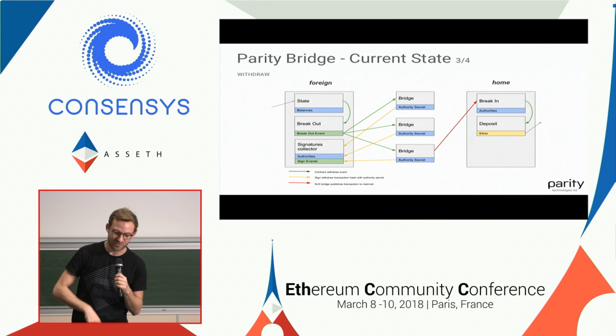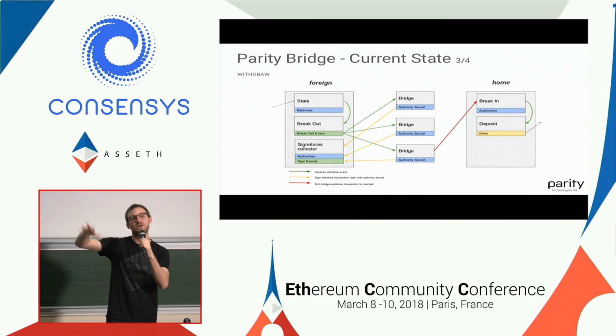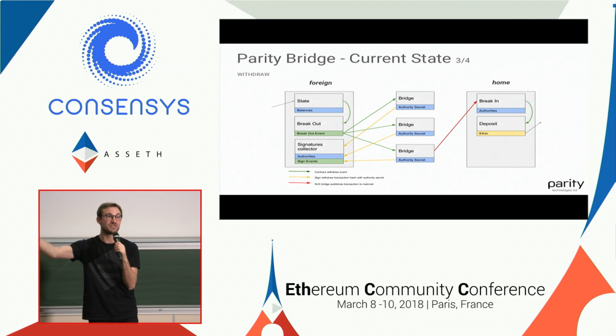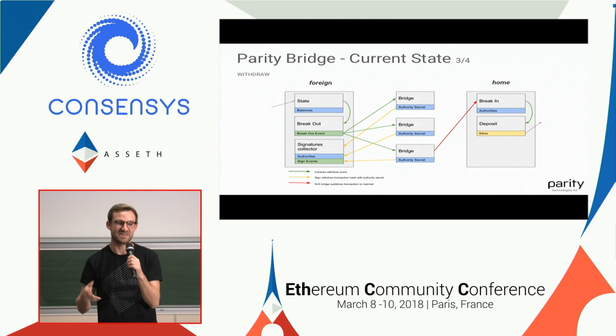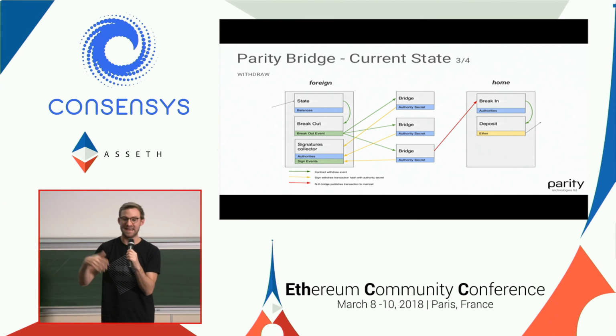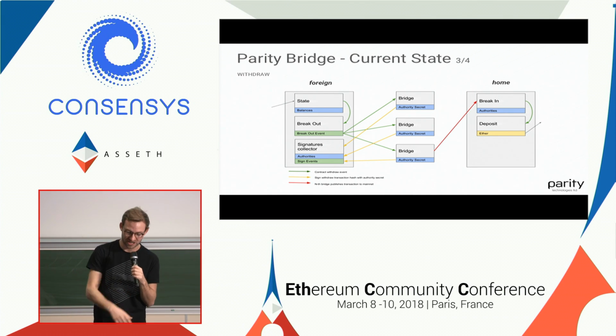And the same way around, if the user wants to withdraw their wrapped Ether from Kovan to the mainnet again, a similar process happens, just that all the signatures are again being gathered on Kovan rather than on the main network, because transactions are cheap on Kovan.